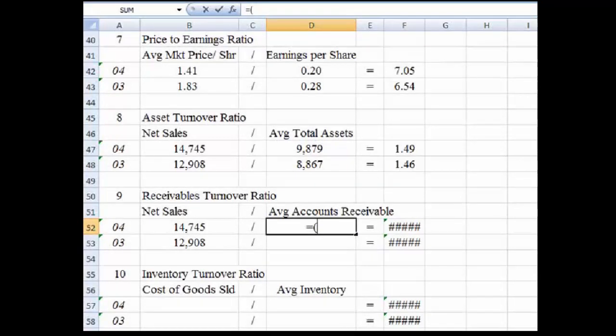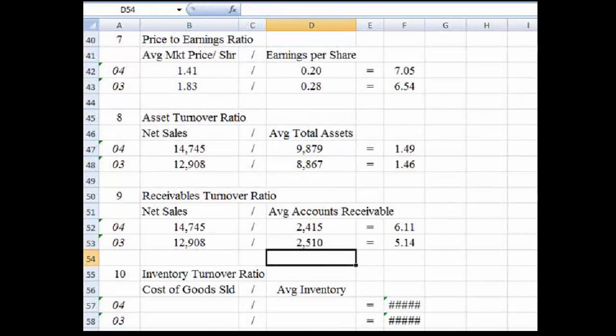In the cell under average accounts receivable on the screen, the $2,340,000 from 04 and the $2,490,000 from 03 will be summed and divided by 2. In the next cell, the $2,490,000 from 03 and the $2,530,000 from 02 will be summed and divided by 2.